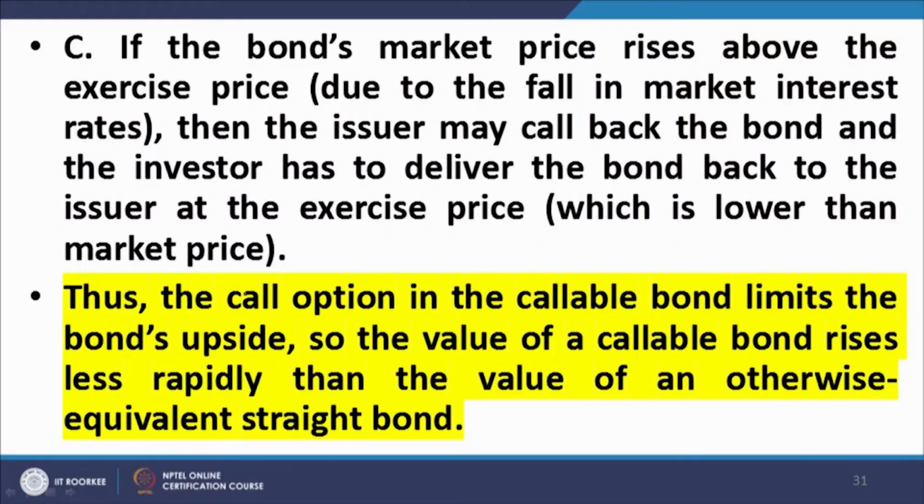So, the value of a callable bond rises less rapidly than the value of an otherwise equivalent straight bond. Why? Because of the call option being there. As interest rates decline, the value of the bond increases, and the value of the call option also increases, but because the investor is short the call option, the price of the callable bond increases, but at a slower rate.